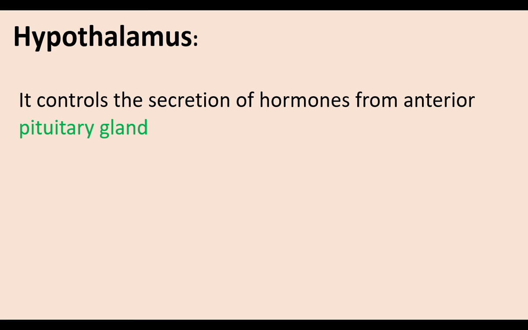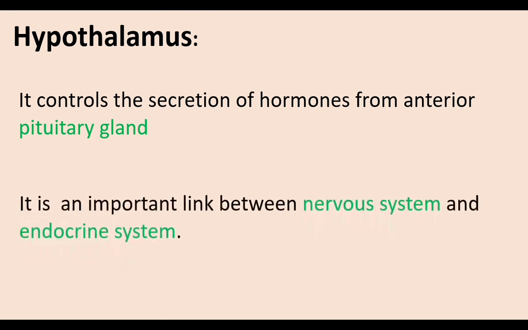Pituitary gland has two regions, anterior pituitary, posterior pituitary. Pituitary gland is the central part of endocrine system. The pituitary gland itself is controlled by hypothalamus. So hypothalamus acts as a link between nervous system and endocrine system.